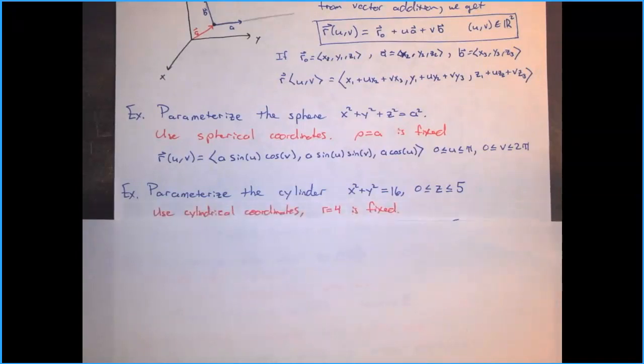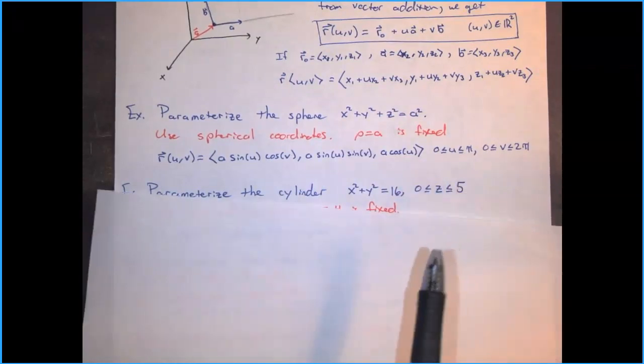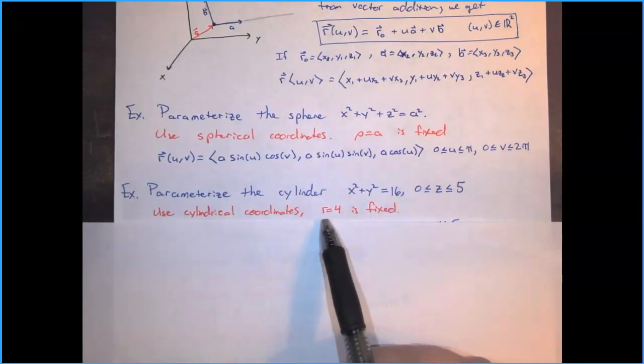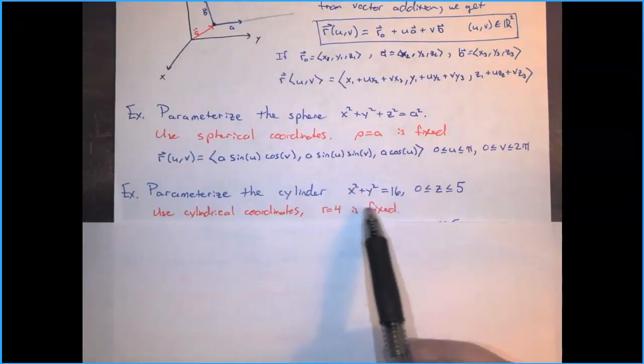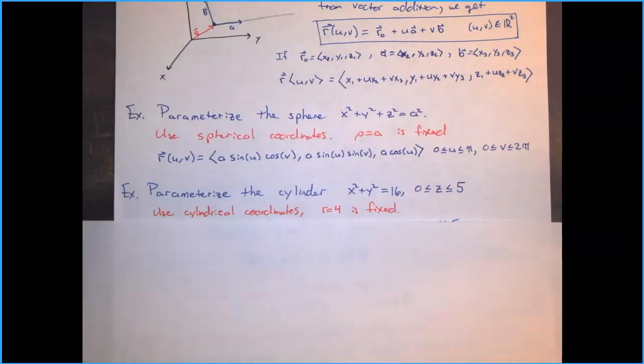So since we have a cylinder, let's use cylindrical coordinates. If I use cylindrical coordinates, I'm going to have an r, a theta, and a z. So z is going to be one of my parameters, and I already have bounds for it. And then r equals 4 is fixed because in the xy plane, I'm making circles of radius 4, or in the xy slices of this surface, the radius is fixed at 4.